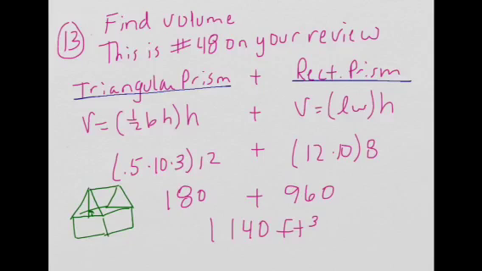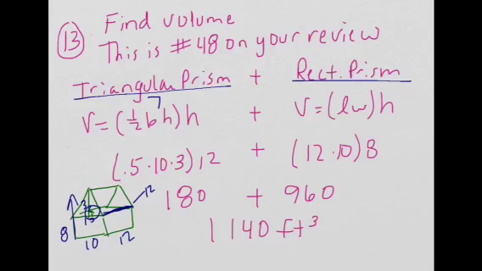Remember that for the base and the height inside the parentheses, we need to use the two sides that are touching the right angle. So the base is 10 and the height is 3, so we've plugged that in. And then the height of the prism itself is 12. Then when we look at the length and width for the rectangular prism, the height, which is pointing to heaven, is 8. And then the longest side is going to be your length, and the shortest side is going to be your width. Plug in those numbers.